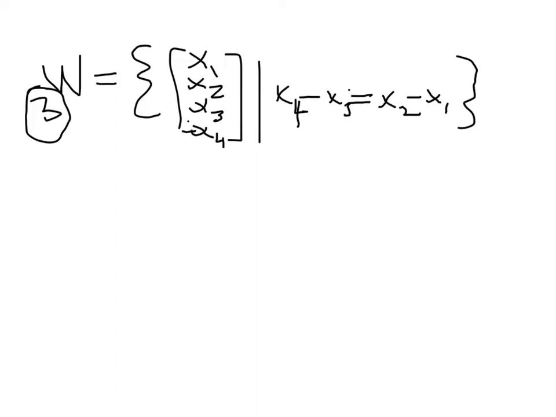So one way to do this, and this is the way a lot of students did, is to show that this subset meets those 3 requirements. It contains the 0 vector, it's closed under addition, it's closed under scalar multiplication.